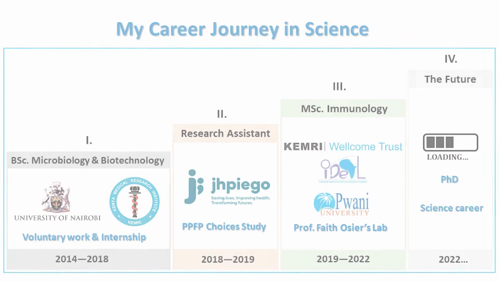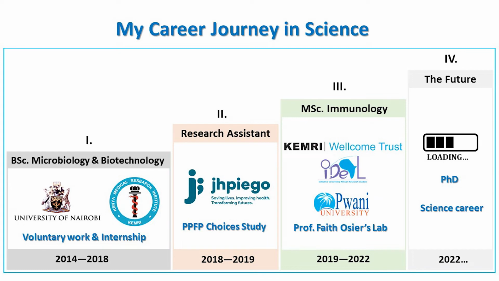My name is Lewis Murugu. I am a former MSc Immunology student at the KEMRI-Wellcome Trust Research Program. I joined the program in 2019, and before that I did my undergraduate studies at the University of Nairobi, and then joined Chapaigo, where I worked as a research assistant.